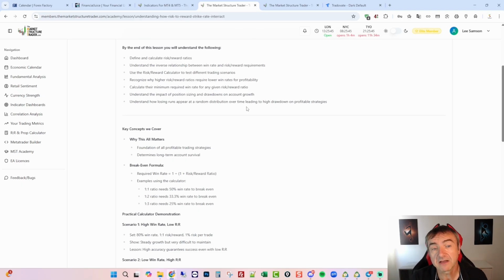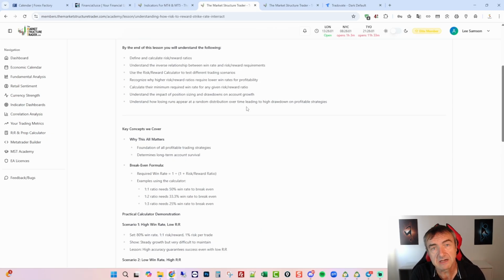We're going to understand the impact of position sizing and drawdowns on account growth. So we'll be able to see an equity curve play out and understand that you are going to have losing streaks so that you're mentally prepared to take those on. We're going to understand how losing runs appear at random distributions as well.